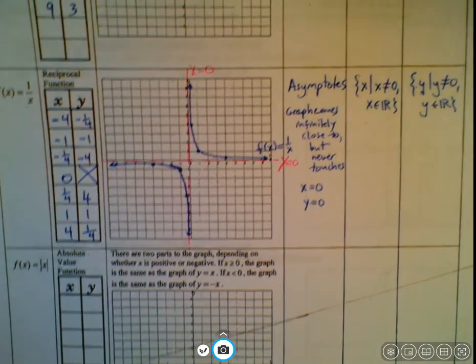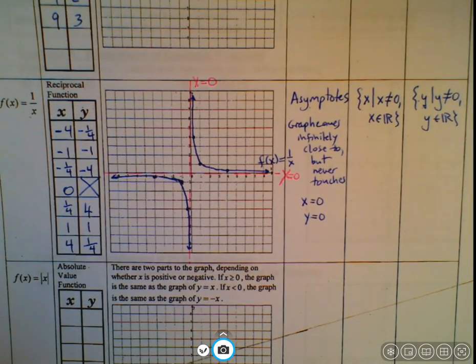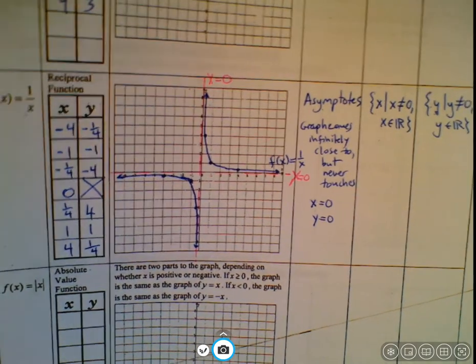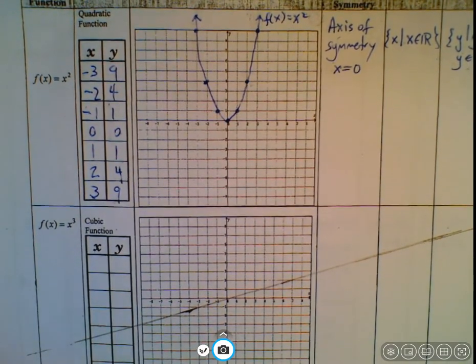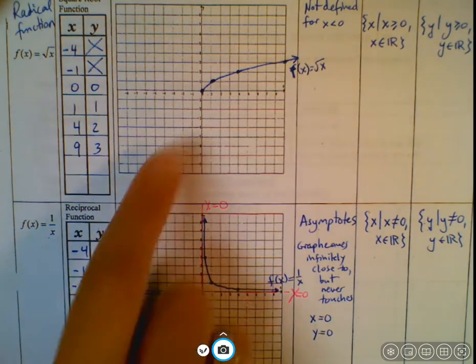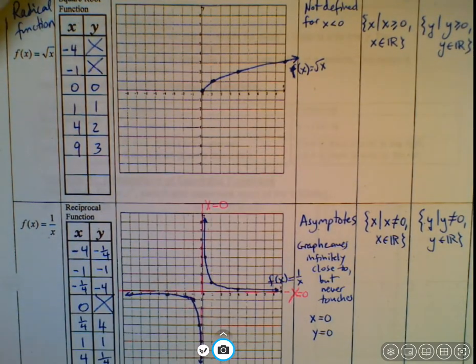All right, so for the rest of the unit, we're going to be transforming these parents. Just a quick recap, what are they again? They are the quadratic, the radical, and the reciprocal.